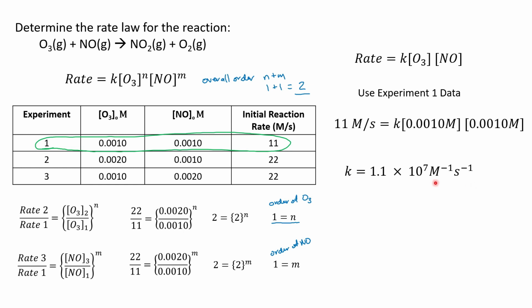At this point, I can write a complete rate law because I've determined my value of N and M, and now I have determined my value of K. So my rate law for this reaction is given right here. And you can notice instead of writing K, I put my number in. And of course, these are written with their orders of 1 assumed. Let's do one other example.